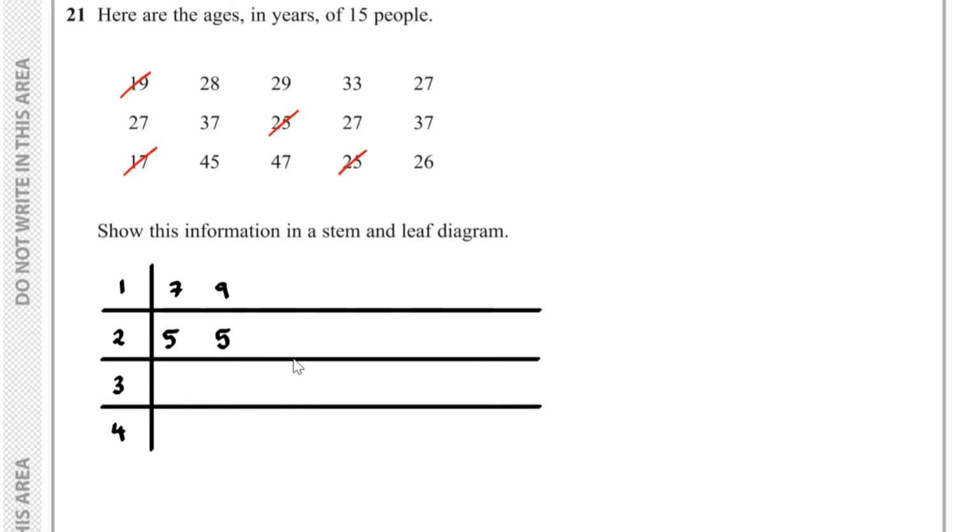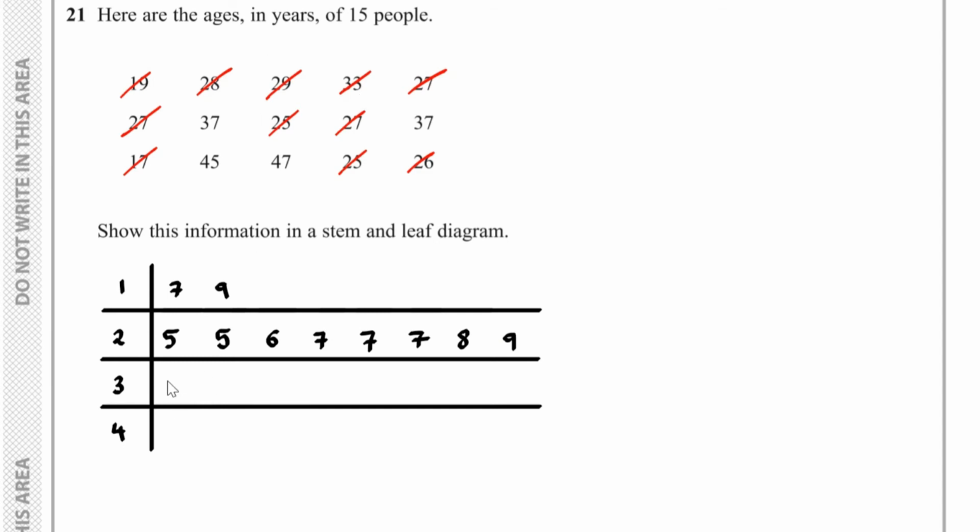And then we've got the 6 going here. And then we've got the 27, so the 7 would go here, another 27, 7 goes here, and another 27, so the 7 would go here. Then we've got the 28, so the 8 goes here, and then we've got the 29, so the 9 would go here. And then in terms of the 30s, we've got 33.